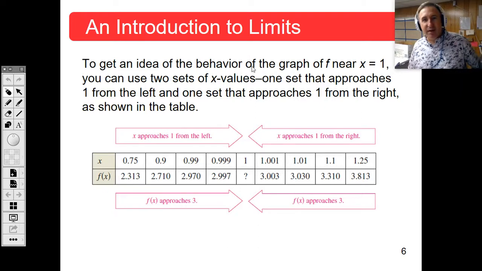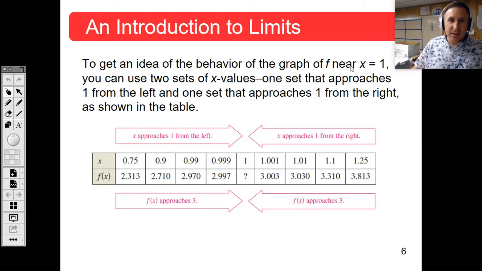But that's not the point of this lesson. So to get an idea of the behavior of the graph near x equals 1, you can use two sets of x values, one from the left side and one from the right side. And this is really important for when we get to evaluating limits, right? So we want to talk about the left-hand limit as we approach from the left, the right-hand limit as we approach from the right. Now, as we're putting in values that get closer and closer to 1 from the left side, so we're less than 1 to start with, we see that our y values are going closer and closer to a value, right? And then if we go from the right side, we start a little bit past 1 and we go backwards towards 1.